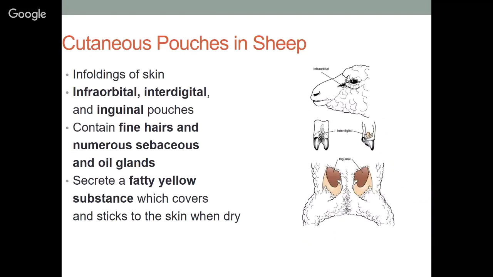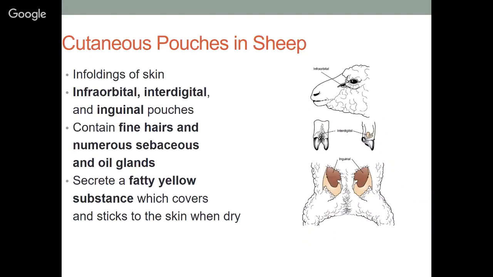Why is this important? It's because they secrete a fatty yellow substance which covers and sticks to the skin when it's dry. If you've ever felt a sheep or wool that has come off a sheep, you will feel a greasy feeling on your fingers. That greasy feeling is the product of the cutaneous pouches. It's something that we bottle up and call lanolin.